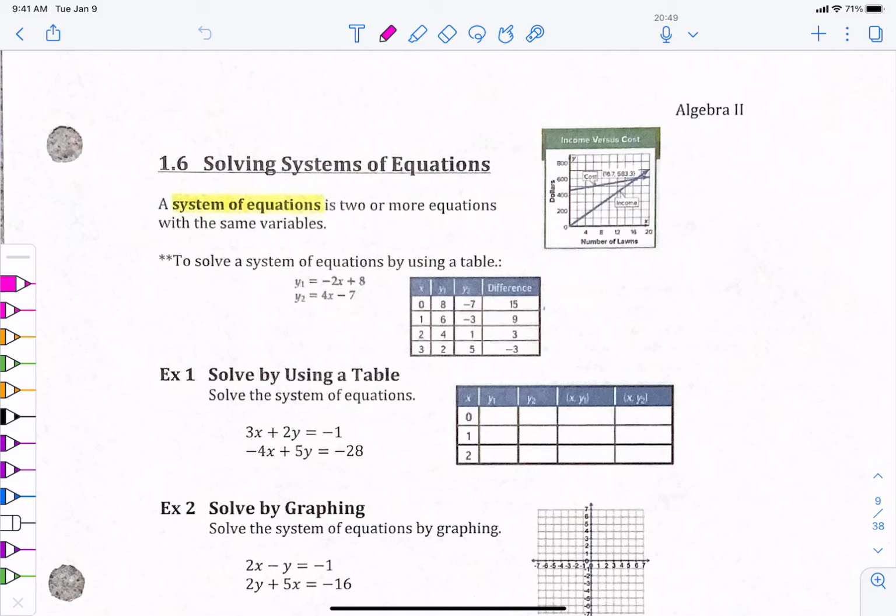All right, this video is for anybody in the 8th period class that is gone for volleyball, or I guess anybody gone in general. Section 1.6 is what we're doing today.